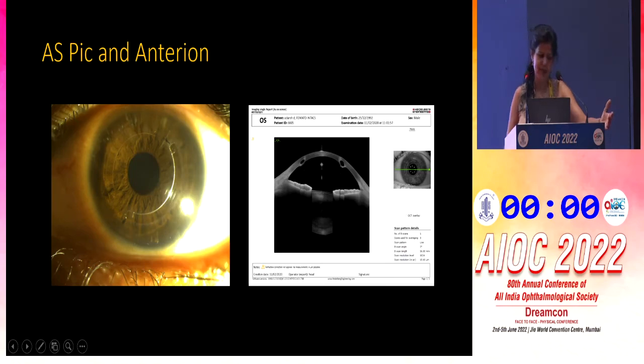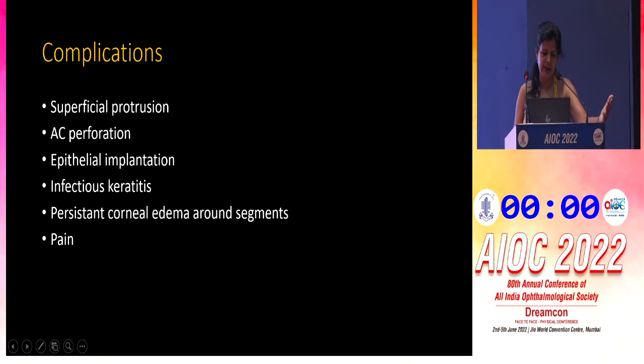Yeah, this is one of our last slides. You can see how the ring sits in the posterior part of the cornea, basically because the lamellae are not as thick as the anterior ones.